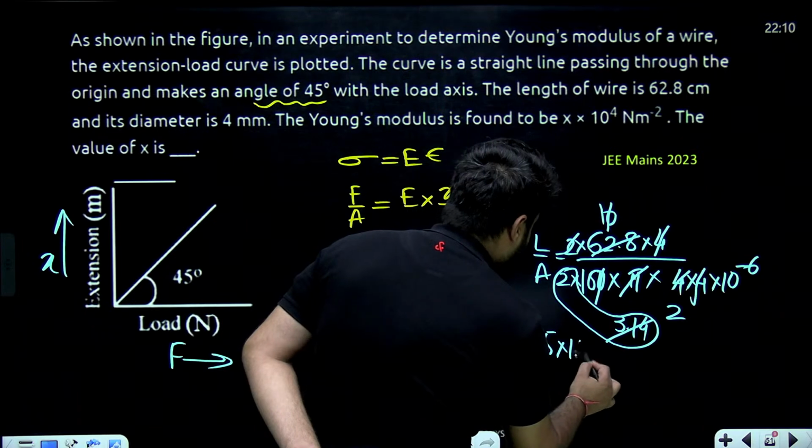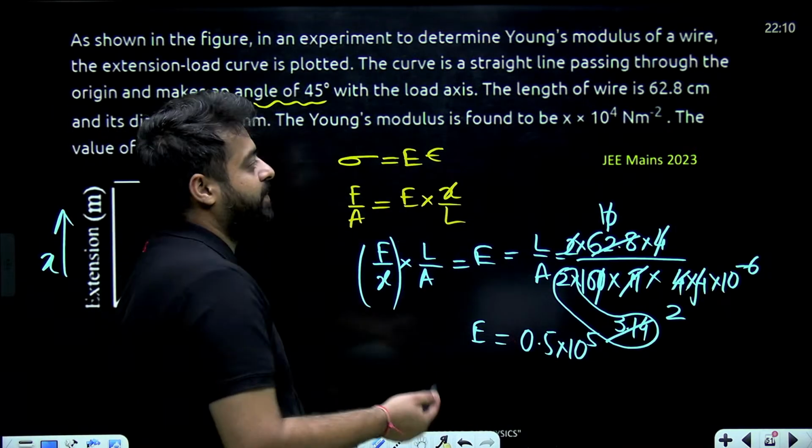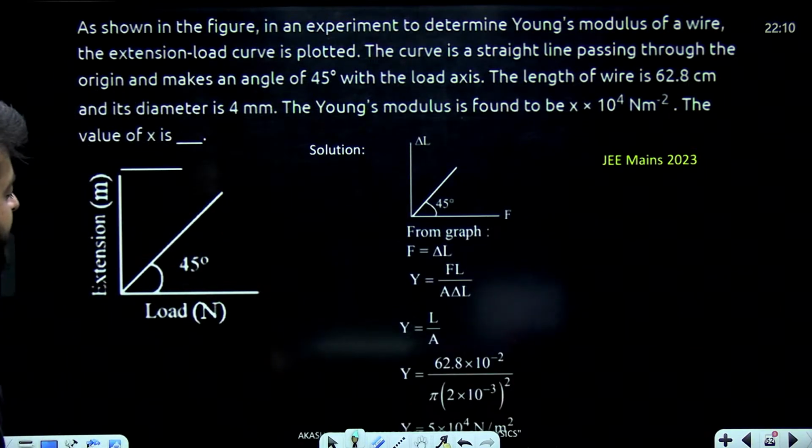0.5 into 10 power 5, and they are asking in 10 power 4. So you must multiply, you will get the value of x directly, the 5. Okay.